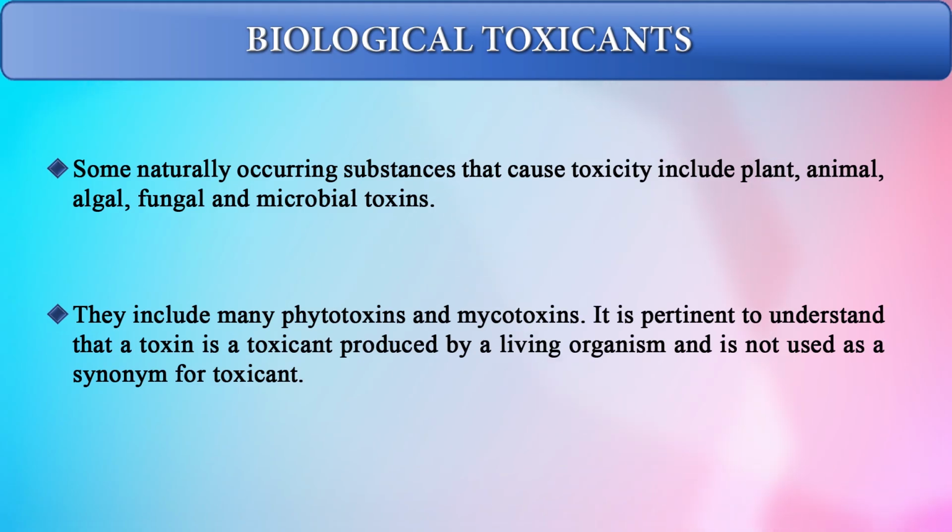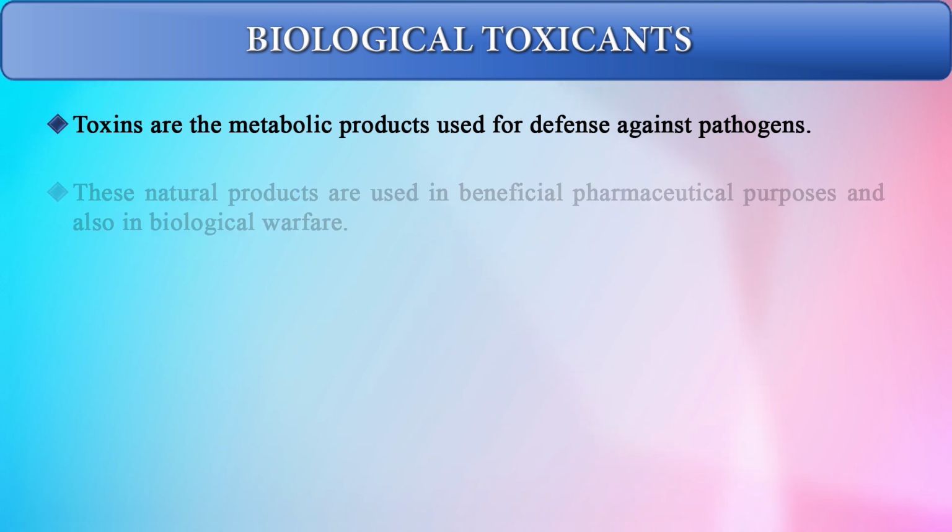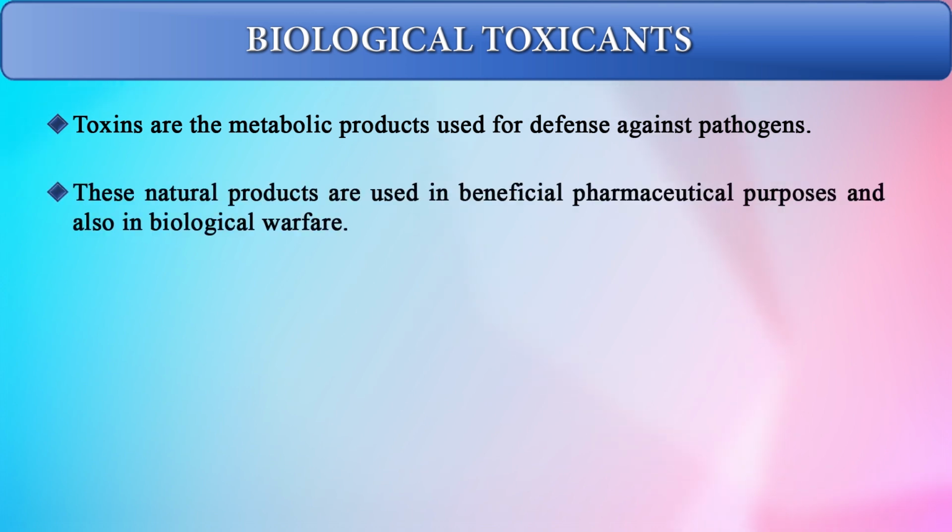It is pertinent to understand that a toxin is a toxicant which is produced by a living organism, and it is not used as a synonym for toxicant. So that terminology is important. These toxins are metabolic products used for defense against pathogens. These natural products are used for beneficial pharmaceutical purposes and also in biological warfare.